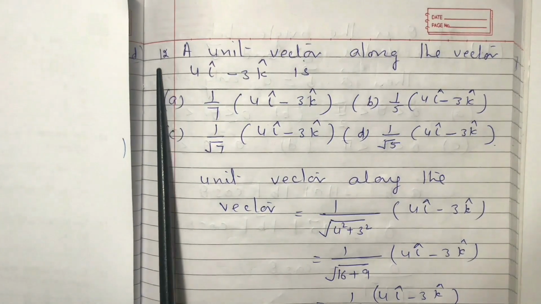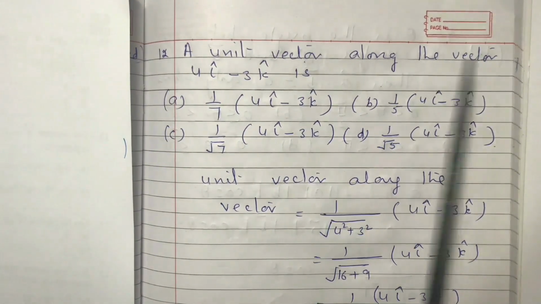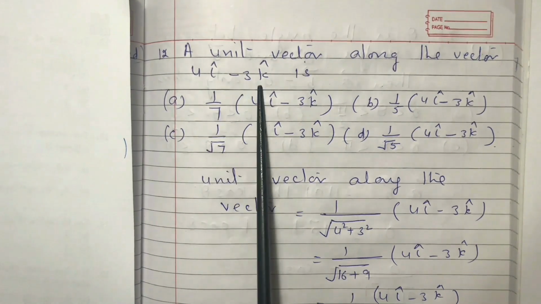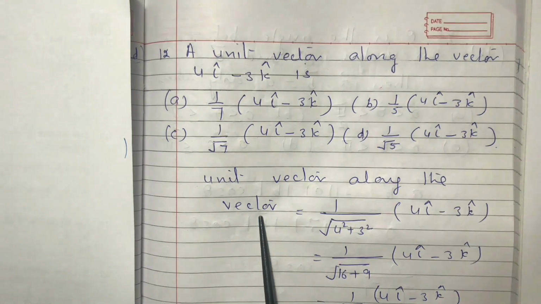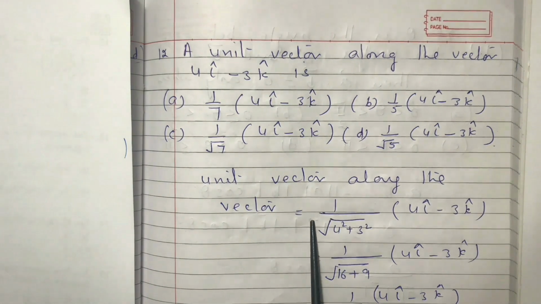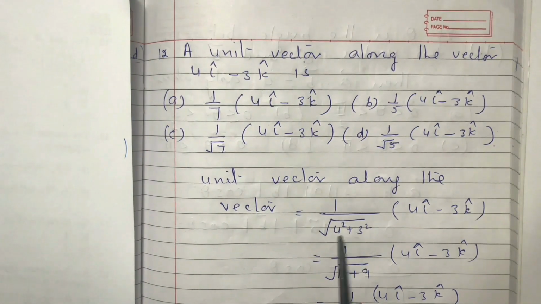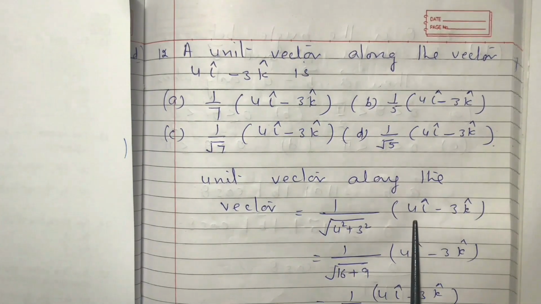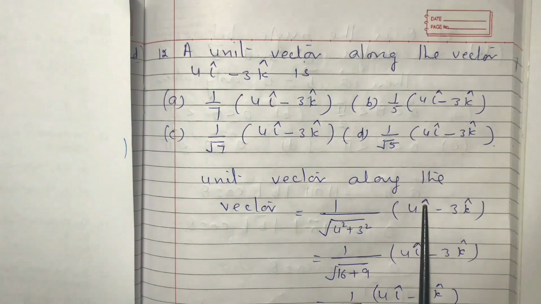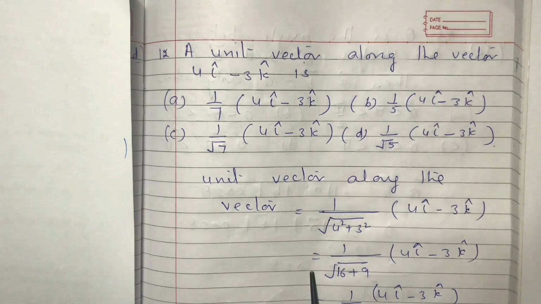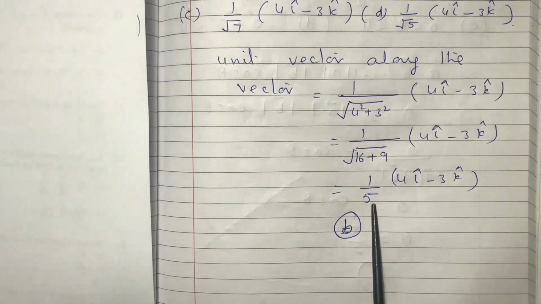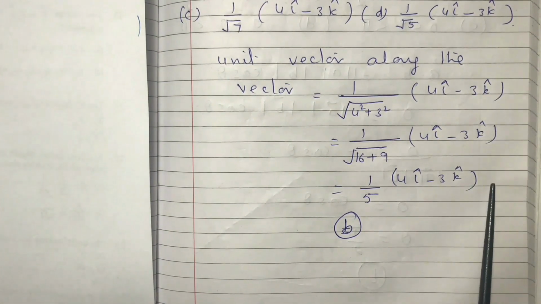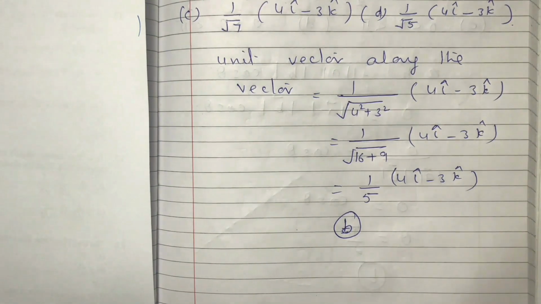Now the 12th question is a unit vector along the vector 4i cap minus 3k cap is. Unit vector along the vector 4i cap minus 3k cap is 1 upon root 4 square plus 3 square, and in the bracket you will have 4i cap minus 3k cap. This will come out to be 1 by 5, 4i cap minus 3k cap. So B is the answer.